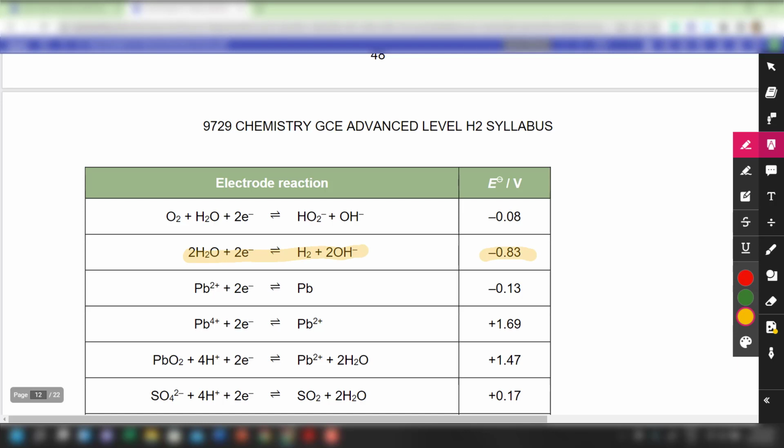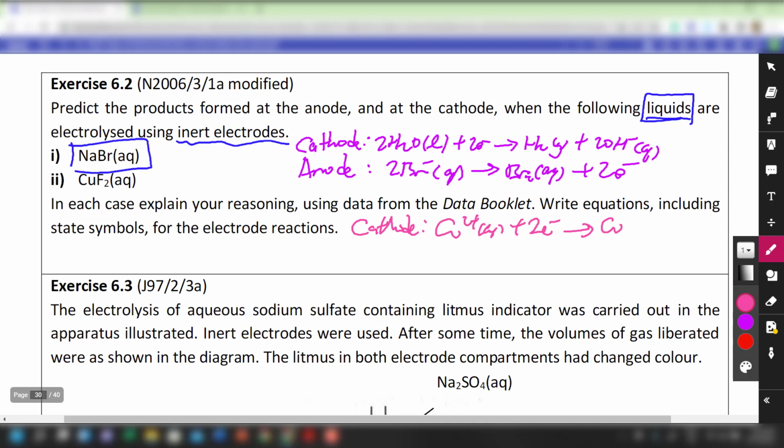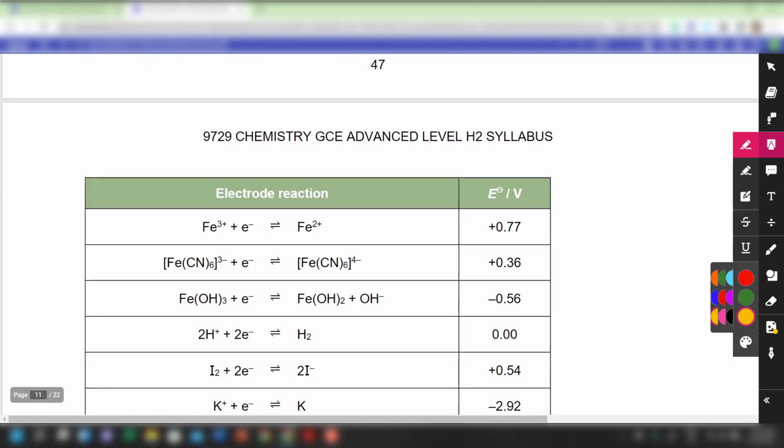Did you notice that the copper(II)-copper reduction potential is more positive than the water-H2 reduction potential? That means that at the cathode, I would expect copper(II) aqueous to be preferentially reduced to give me solid copper. And then what about at the anode? What's going to happen at the anode? So again, I'm just going to shift to look at the anode.